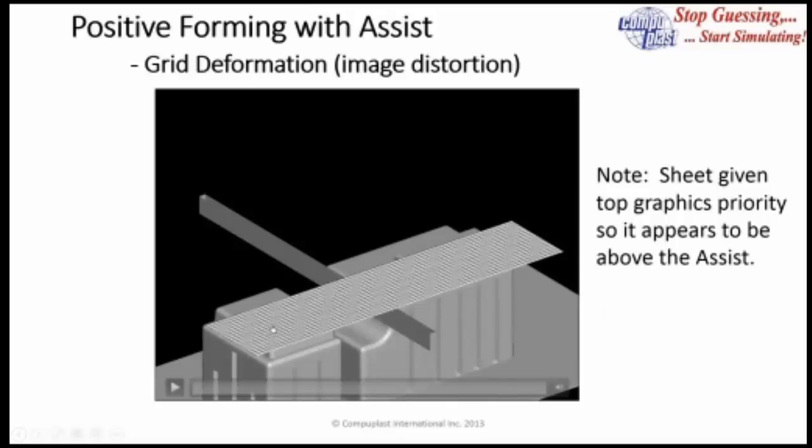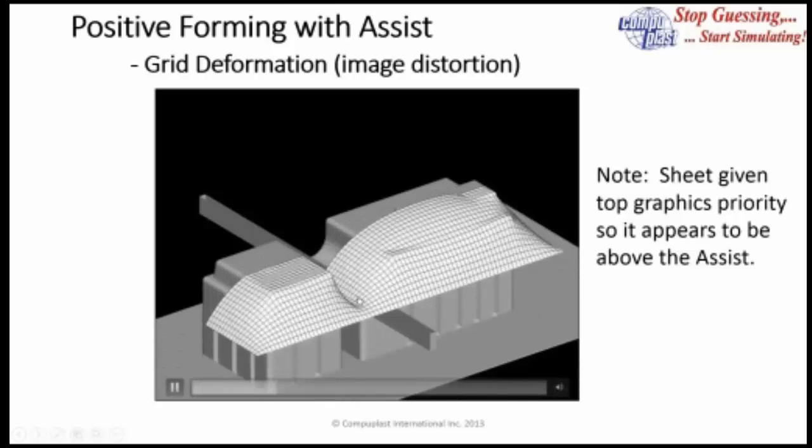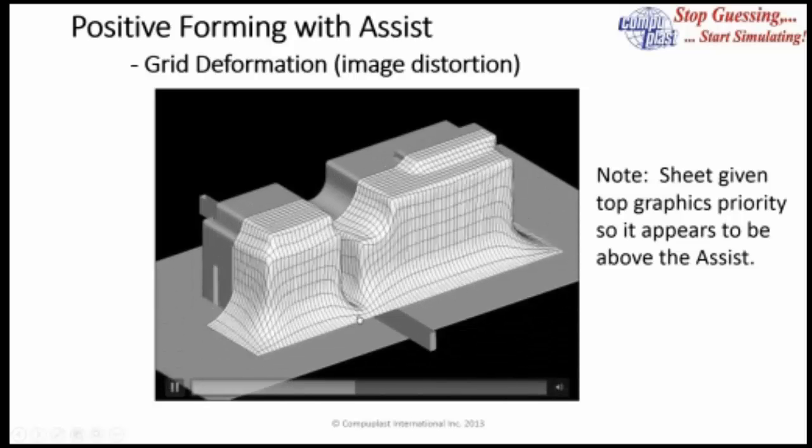Now here's the same video, but now we've replaced the color that represents the thickness with a grid that we've essentially painted on the sheet, and now we can get an idea of the amount of deformation that the material experiences. So here again, this assist is actually above this sheet, and you'll see here as it moves along, the assist prevents it from pre-inflating.